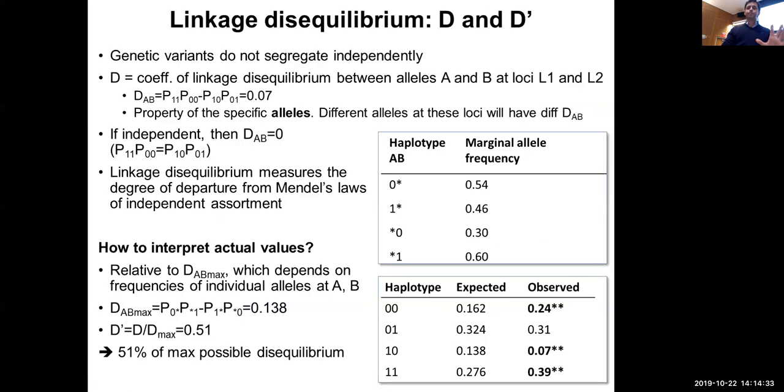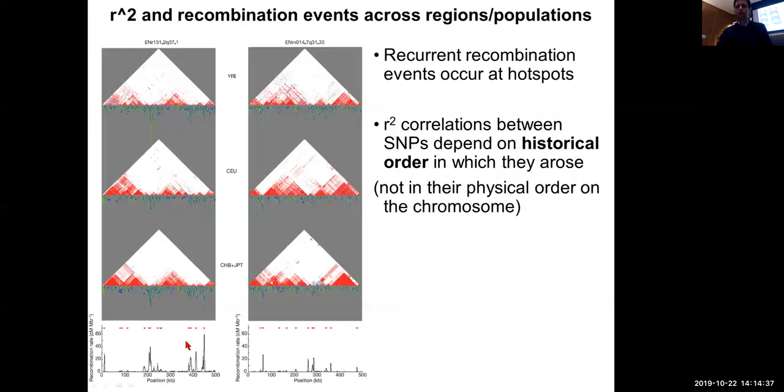Everybody with me? So how do we quantify this in the genome? So basically, the recurrent recombination events occur at hotspots, and the R-squared correlations between SNPs depend not on some other event, but on the historical order in which they arose, okay?